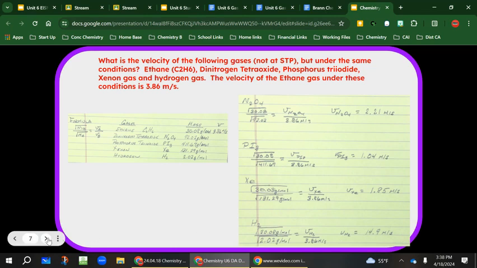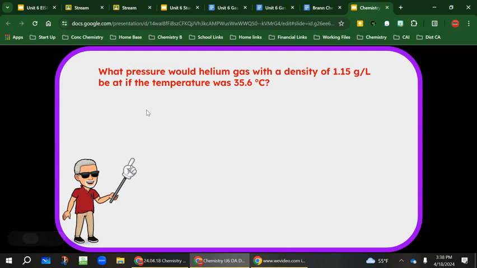That was what we did that day, ladies and gentlemen. There was one more that I did give them that we're going to finish working on tomorrow, but that was this one. What would be the pressure of helium gas with a density of 1.15 grams per liter at a temperature of 33.6 degrees Celsius? Not going to show you the answer because tomorrow in class we're going to go over it.